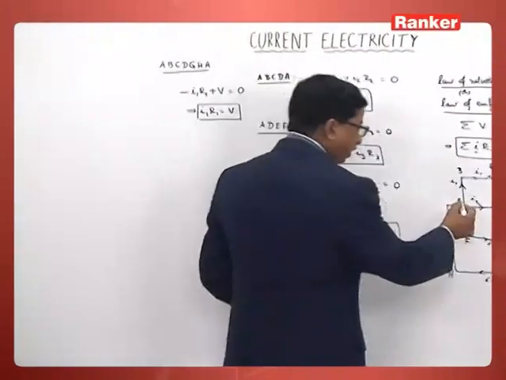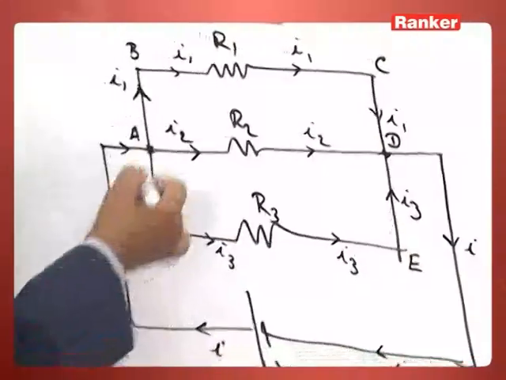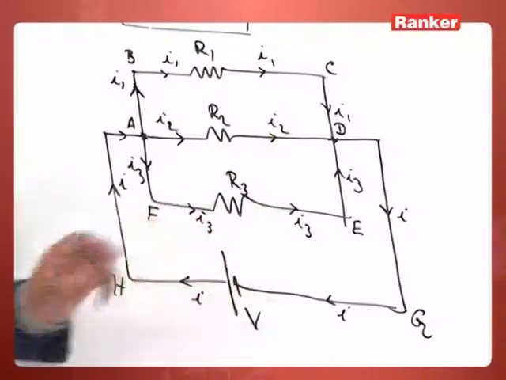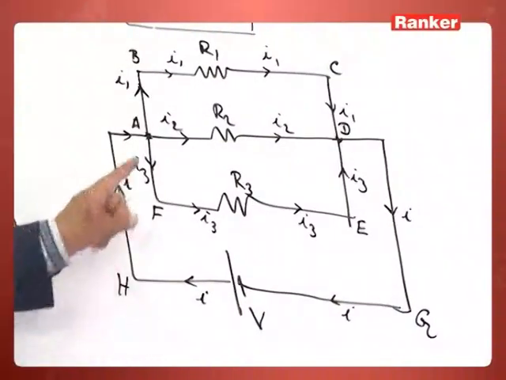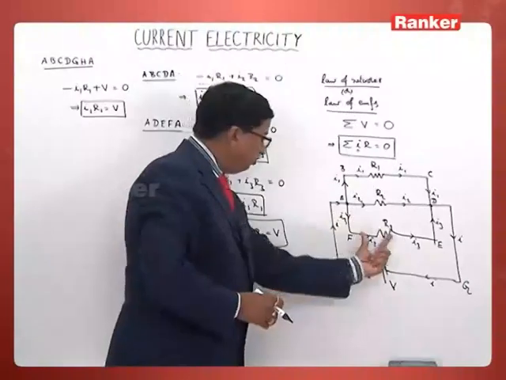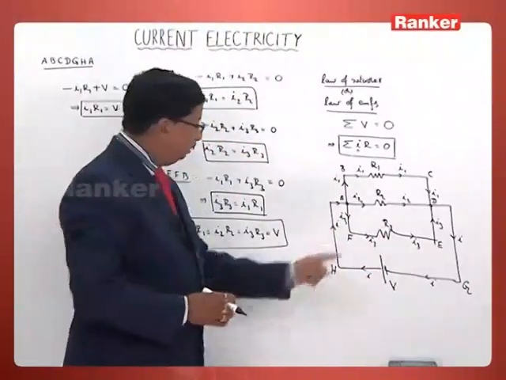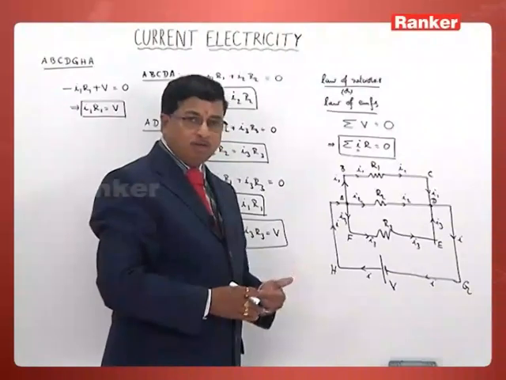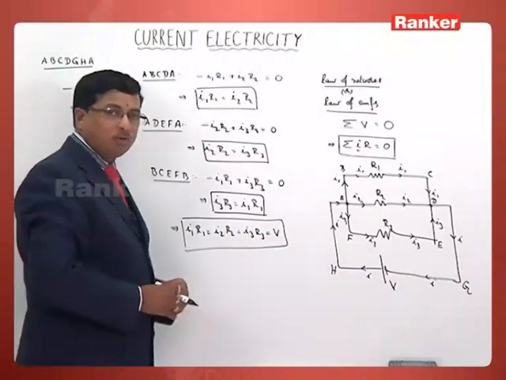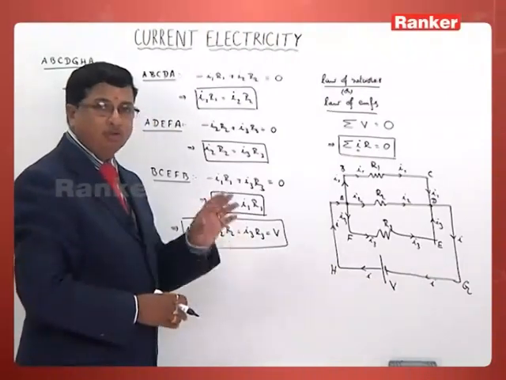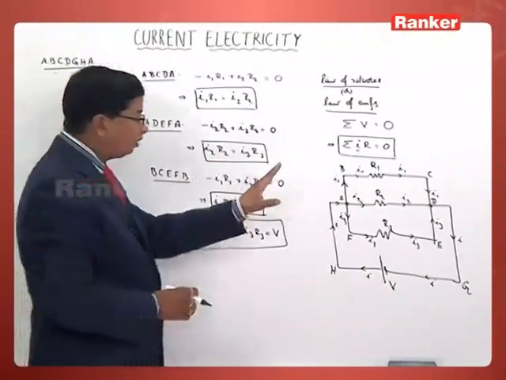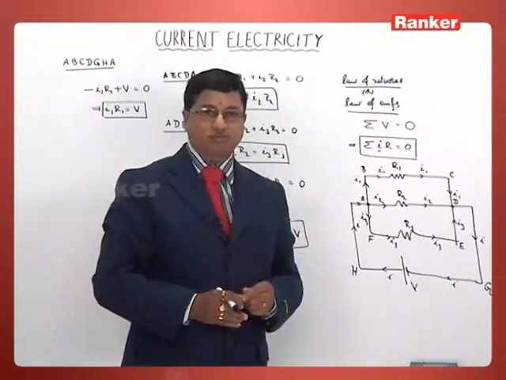Exactly like that, if I take ADGHA, then you surely can understand I2 R2 will be equal to V. Similarly, if I take AFEDGHA, I will be finding I3 R3 is equal to V. So what ultimately can you get again? I1 R1 is equal to I2 R2 is equal to I3 R3 is equal to V. This is actually the outcome even if you analyze all the three possible external circuits.